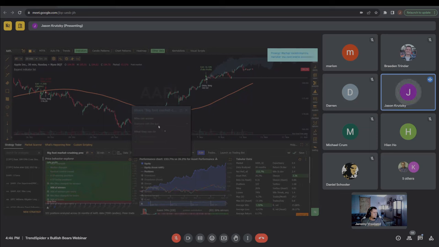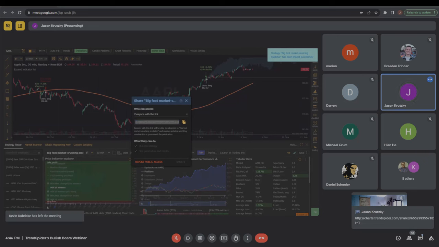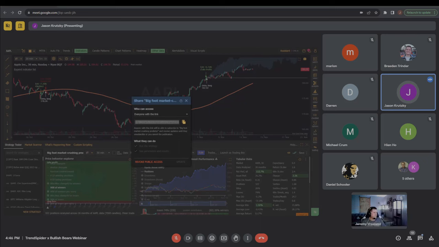There are other ways, though, that you can utilize the contents of this strategy. Let me just go ahead and give you guys this so that you have it. There you go. And when you click on this link, let me show you what you see. Anybody who clicks it gets this back, the Bigfoot Market Crushing Predictor. It's just a randomly generated name. We could call it whatever we wanted. All you have to do is log in and import, and it goes straight into your account. It won't go into mine because I just made it, but it will go into yours.